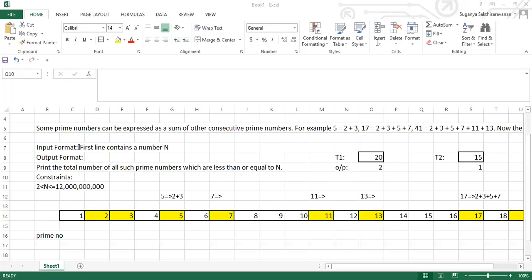So I can just tell you only the logical part here. Two steps: pick all the prime numbers, then check with each and every prime number whether the consecutive sum produces a particular number. If the consecutive sum produces the particular number, then keep a count of it.